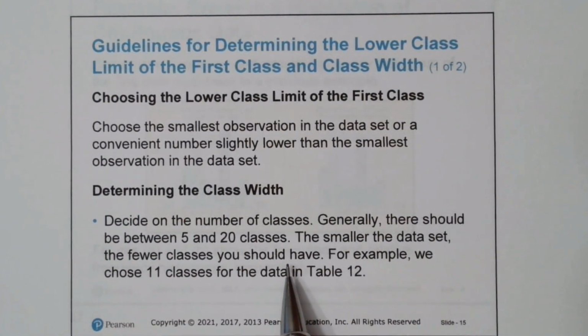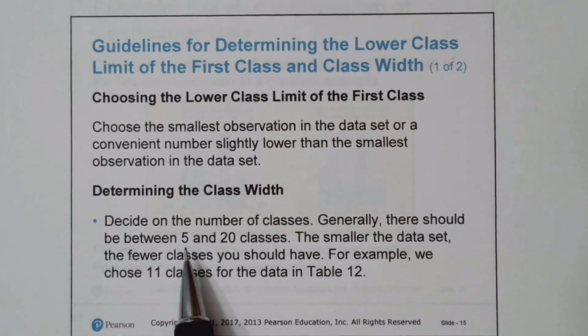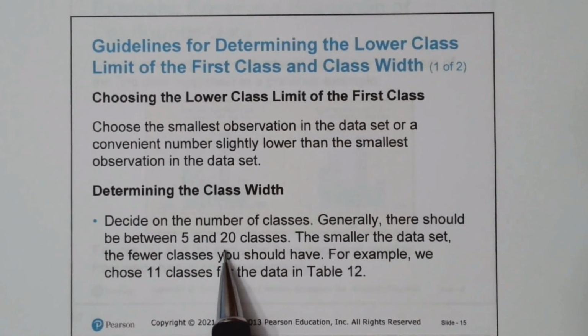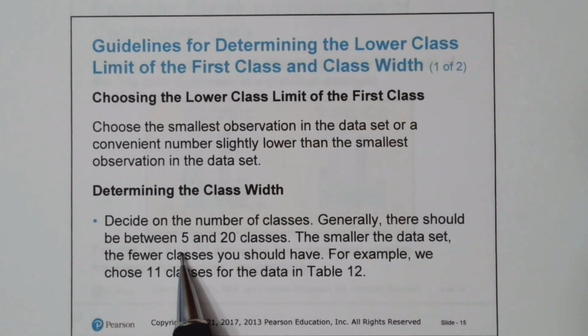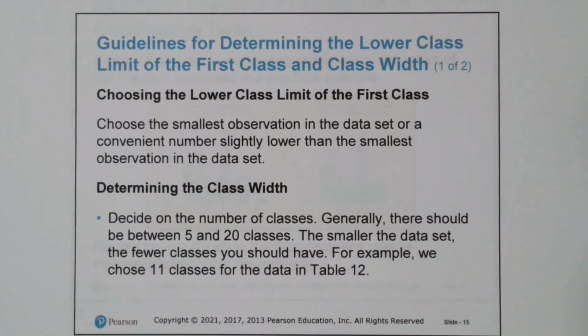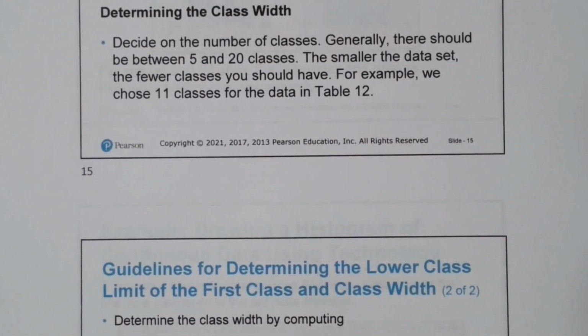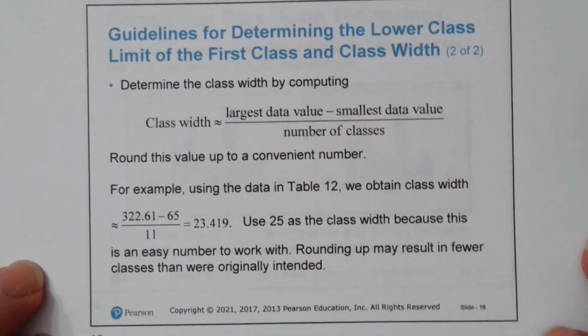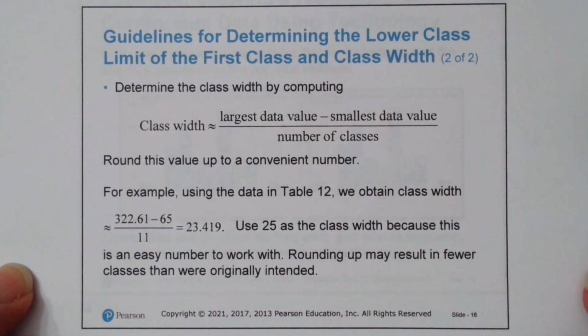You'll notice we had 50 values, so I wouldn't say that's real small. We're somewhere in the middle between 5 and 20, a little closer to the 5, so it's not a real big set. Again, this is something you get better at with experience, but it's also something you can play around with quite easily with the technology that we have. You can try different widths. But we do have a guideline for determining the class width.